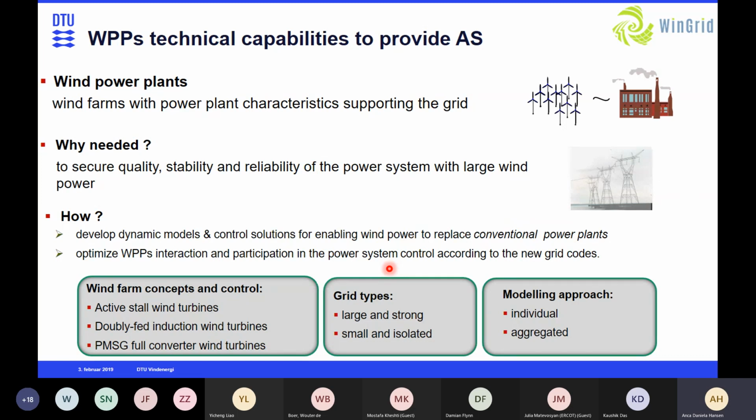You may have seen that there is not a very consistent use of terminology, wind farm, wind power plants, when we use what. We try to define the terminologies better, and we decided to say that wind power plants are wind farms with power plant characteristics supporting the grid. So they are controllable components in the power systems, while in the old days we had just wind farms producing power.